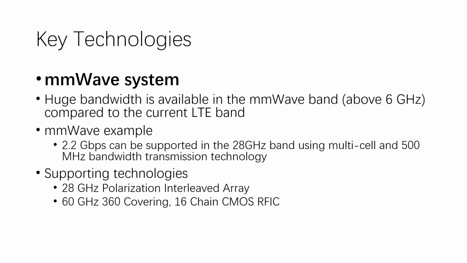In addition, we could use 60 GHz, 360-degree covering 16-chain CMOS RFIC techniques. So above the 6 GHz range, look at some of the frequency regions that are of interest, such as the 28 GHz, the 39 GHz, and over there using a combination of Wi-Fi based upon the 60 GHz range.